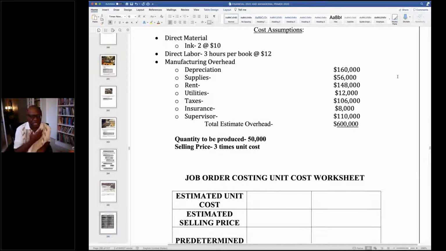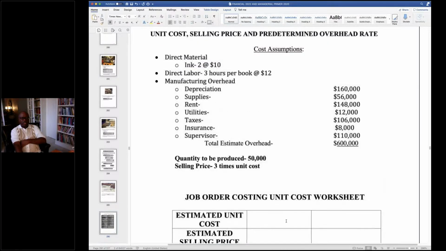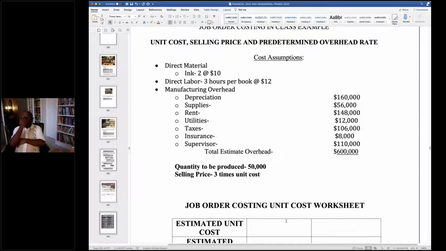So given that I've given this to every team, now work on this. So begin working. And the way you begin work is everybody will now work it individually. And then teams will get together and decide what the right numbers are. And then team leaders will get together with other team leaders to make sure there's a uniform number that's being used for estimated unit cost, estimated selling price, predetermined overhead. So everybody get to work.